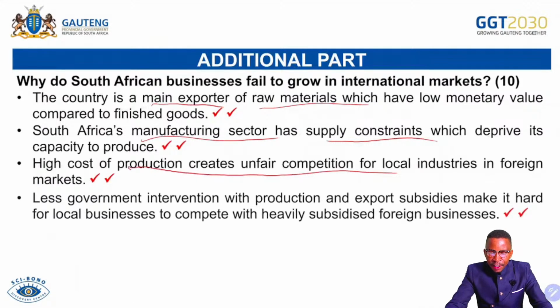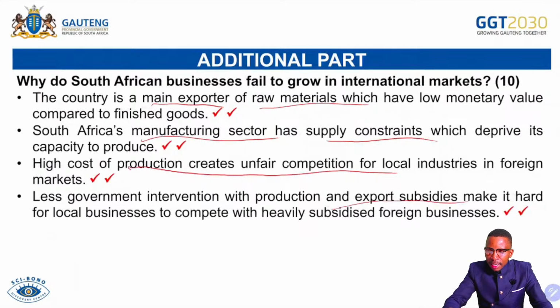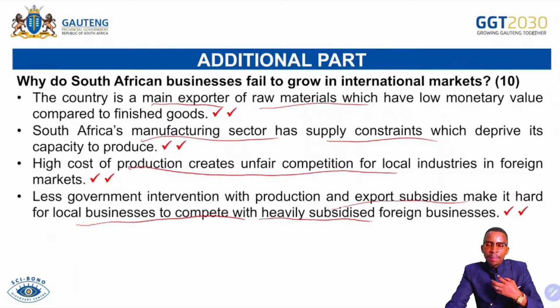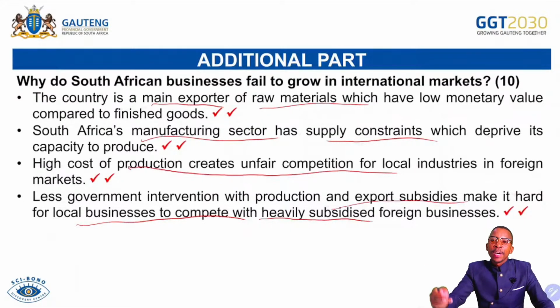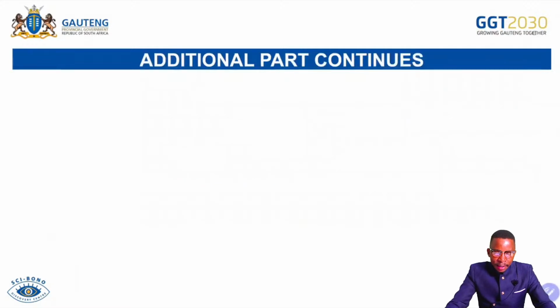Less government intervention with production and export subsidies makes it hard for local business to compete heavily with the subsidized businesses. If our firms are not highly subsidized and foreign firms that we compete with are highly subsidized, that simply creates unfair competition for us. So we'll never grow easily because we lack subsidies and financial support from the state or the government so that we become even more productive and compete effectively in the global market.